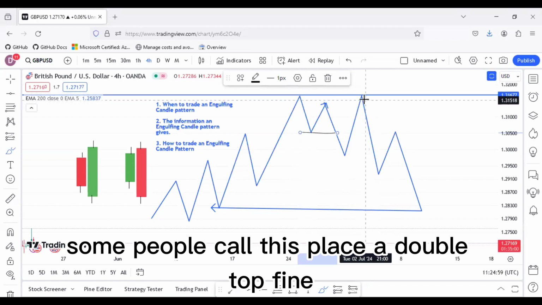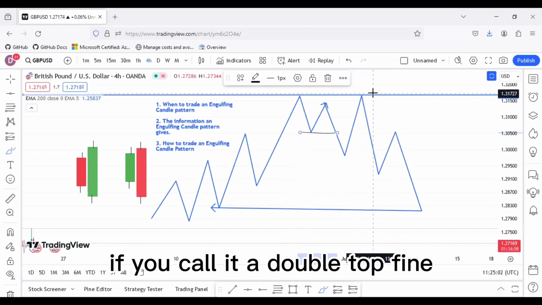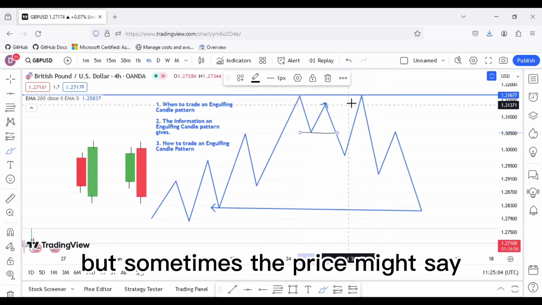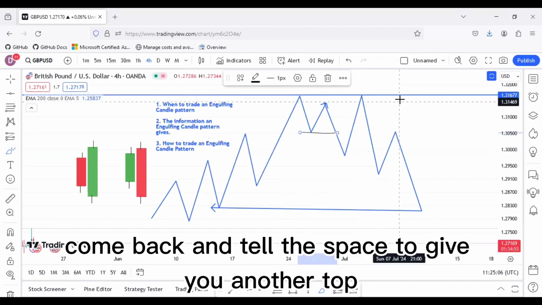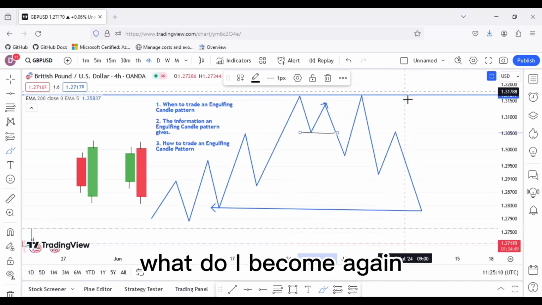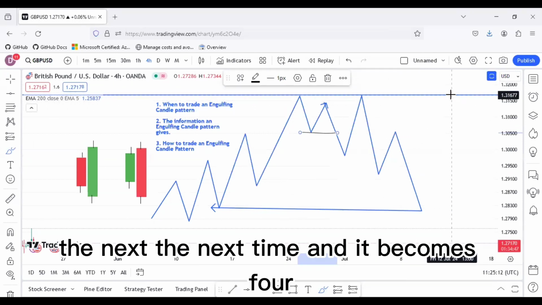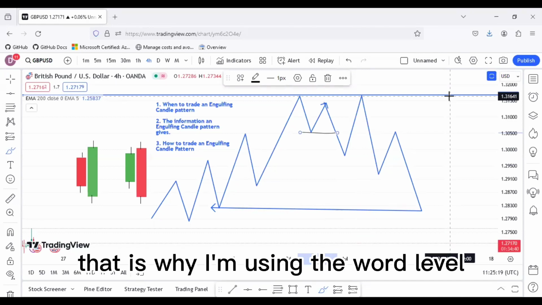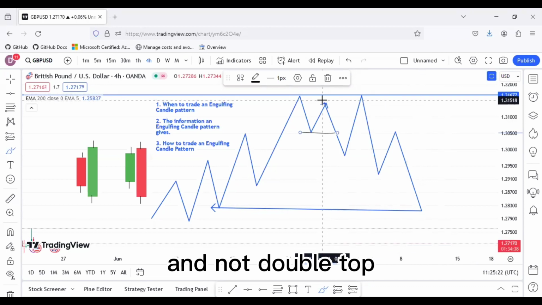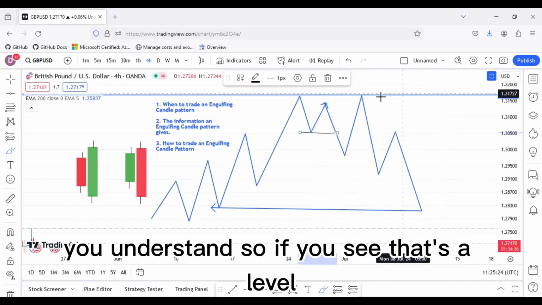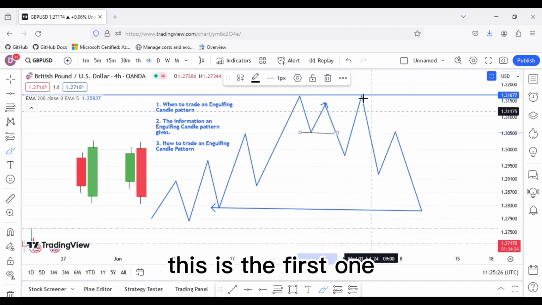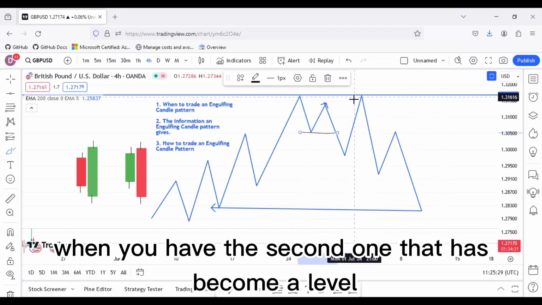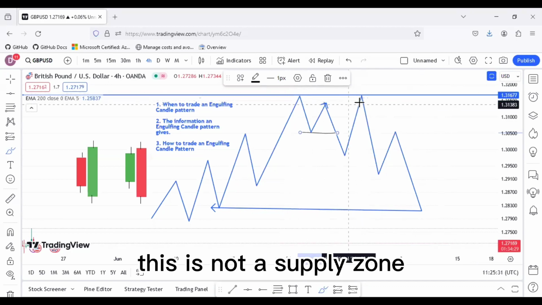Some people will call this place a double top. Fine, if you call it a double top, fine. But sometimes the price might come back and retest this place to give you another top. You call it three tops. What if it comes again the next time and it becomes four? There is nothing like four tops. That is why I'm using the word level and not double top. You understand? So if you see it at a level, this is the first one. When you have the second one, that has become a level. This is now a supply zone.